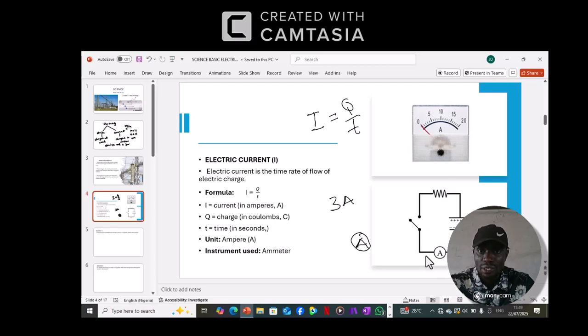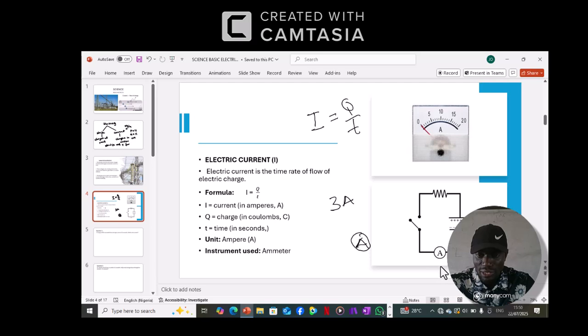I only brought this circuit to show you the symbol of an ammeter in an electric circuit. When you see this symbol, a circle with a capital letter A inside, it means ammeter. So that is the symbol of the ammeter. I'm going to tell you other electrical symbols of other electrical components as we continue.